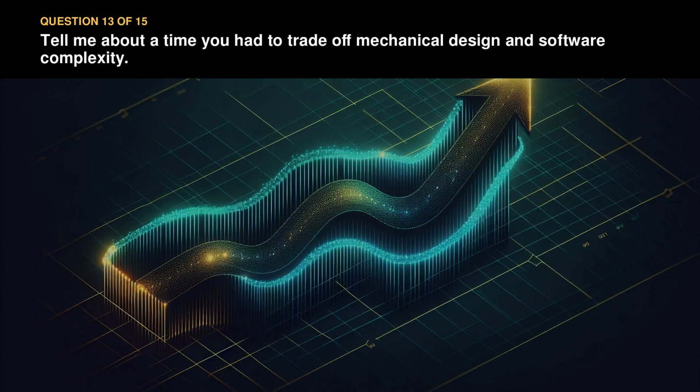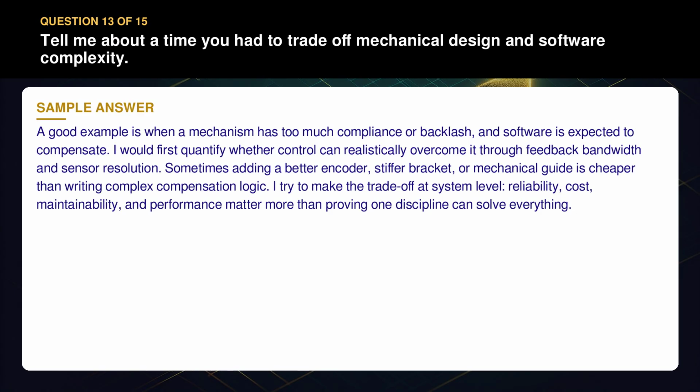Question 13. Tell me about a time you had to trade off mechanical design and software complexity. A good example is when a mechanism has too much compliance or backlash, and software is expected to compensate. I would first quantify whether control can realistically overcome it through feedback bandwidth and sensor resolution. Sometimes adding a better encoder, stiffer bracket, or mechanical guide is cheaper than writing complex compensation logic. I try to make the trade-off at system level. Reliability, cost, maintainability, and performance matter more than proving one discipline can solve everything.